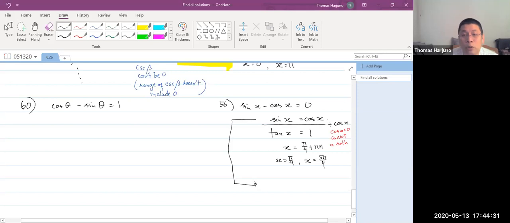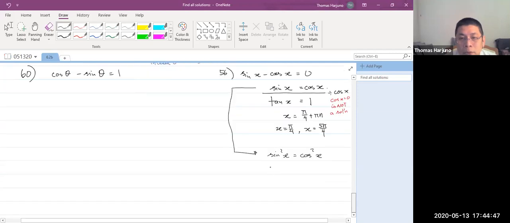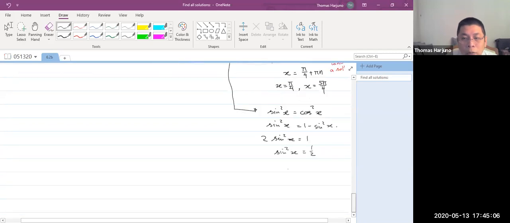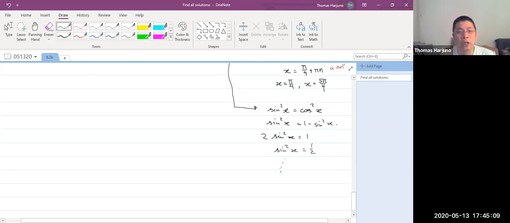Now, a better solution, if I don't want to get into trouble for forgetting to give the reason why I am allowed to divide by cosine x, is by squaring both sides and solving it from there. Let's say I make it like this. So 2 sine squared x equals 1. So sine squared x equals 1/2, and so on and so forth. But even this way of doing it has a problem.